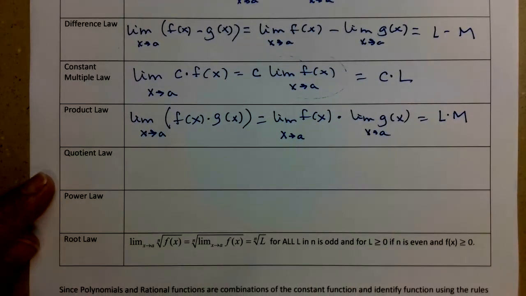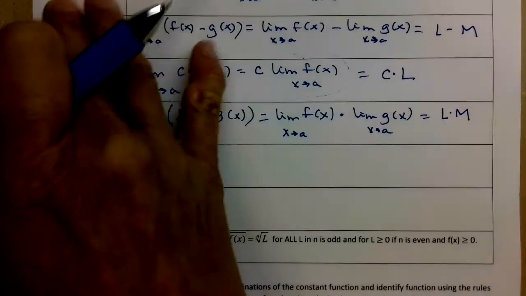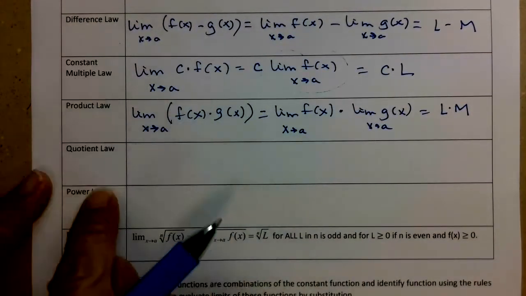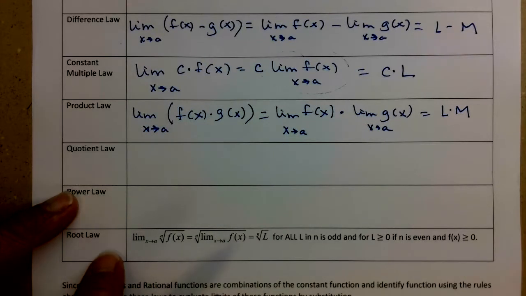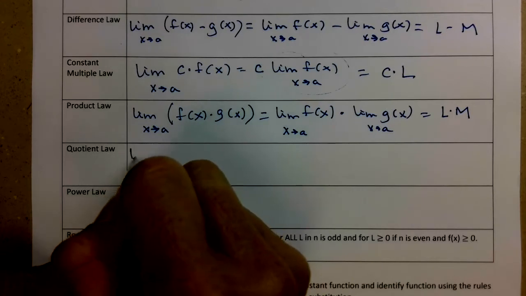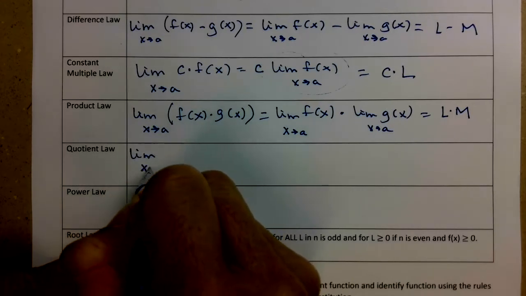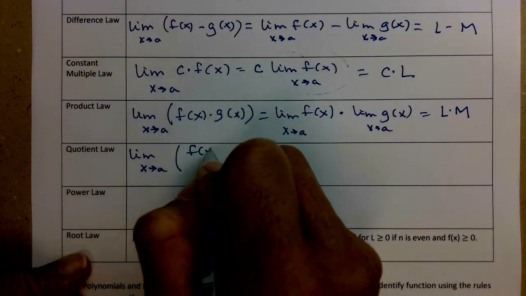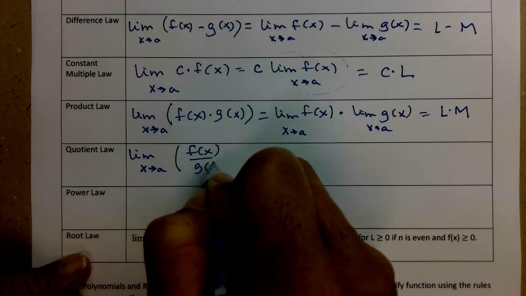Quotient, I know you can do it, right? Nothing tricky. In fact, for all of our limit laws, I have some caveats down here, but up until our root law, we really don't have any caveats. It just works. You can add, subtract, multiply, or divide your limits. What do we have? F of x over g of x.